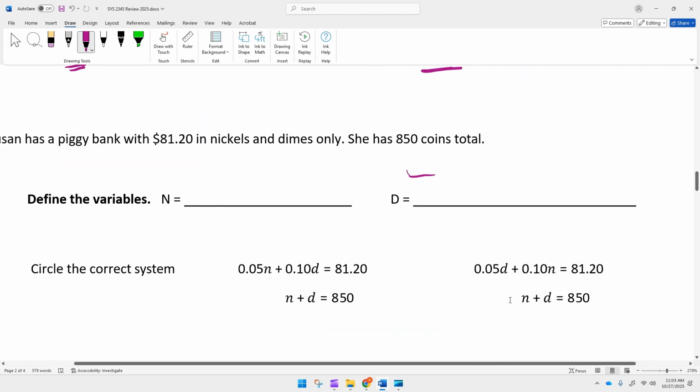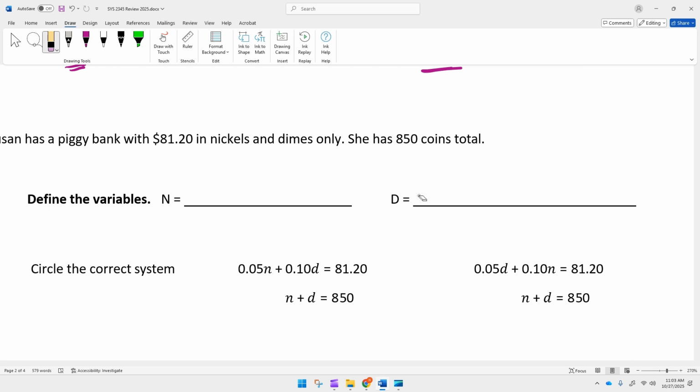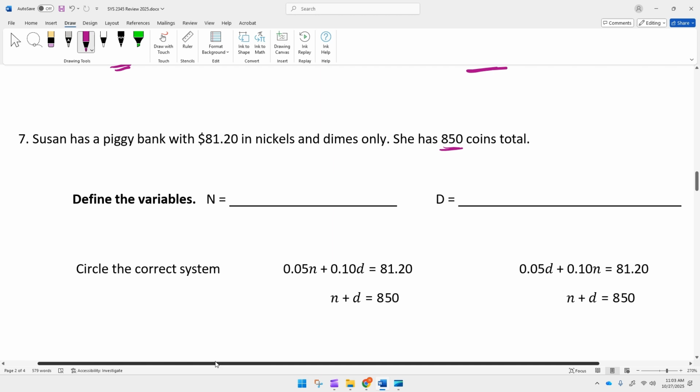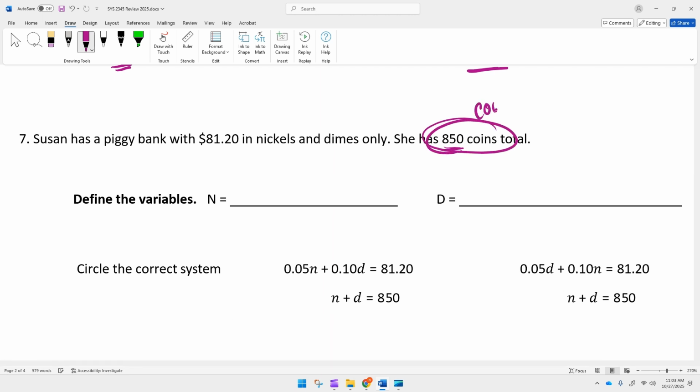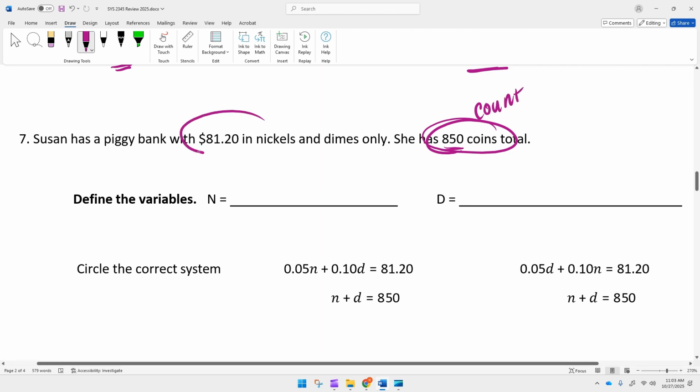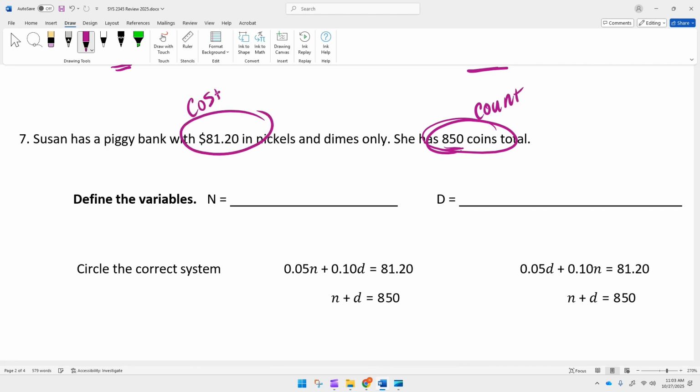Okay, this next word problem, I want you to change the number of coins to be 850 coins. Notice we have a total count and a total amount or total cost. We have a value and a cost. When you have a value and a cost, you want one equation to deal with the value and one equation to deal with the total count.